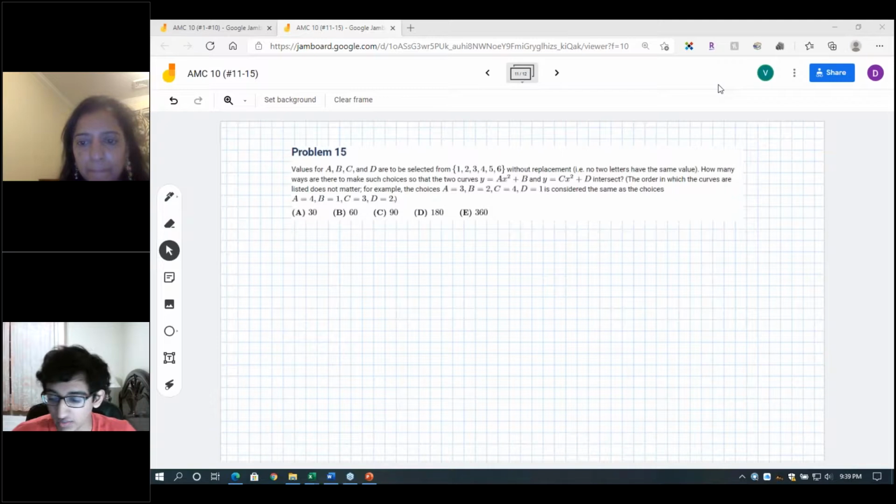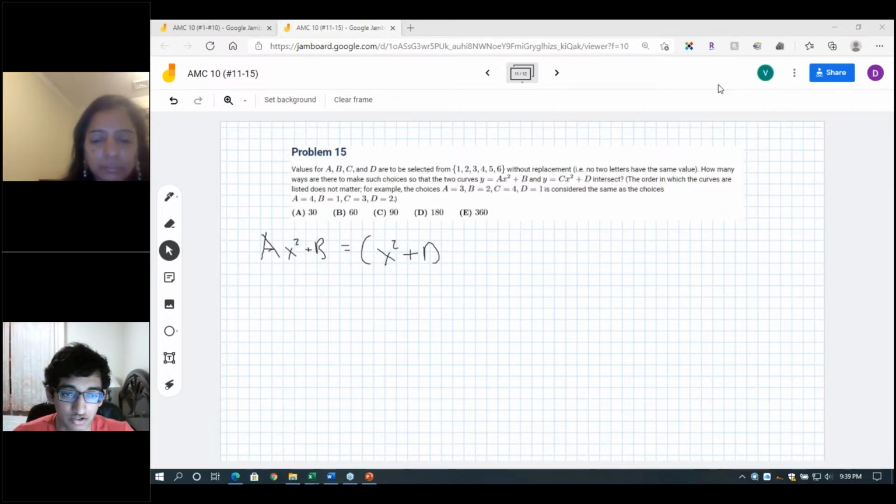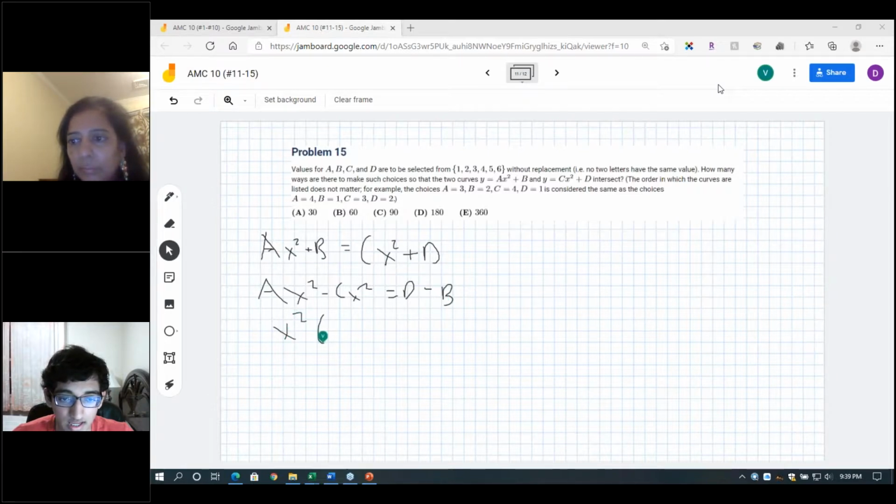So the first thing we can do is, since we know that y equals ax squared plus b, and y equals cx squared plus d, we can set them equal to each other. So we have ax squared plus b equals cx squared plus d. What we can do now is get the like terms on the same side because we're trying to simplify this. And so we can subtract cx squared from both sides and b from both sides. So now we have ax squared minus cx squared equals d minus b. And we can factor out the x squared. So now we have x squared times (a minus c) equals d minus b.